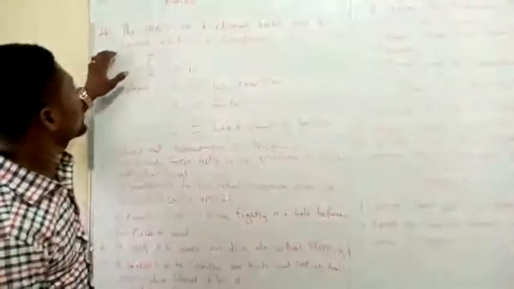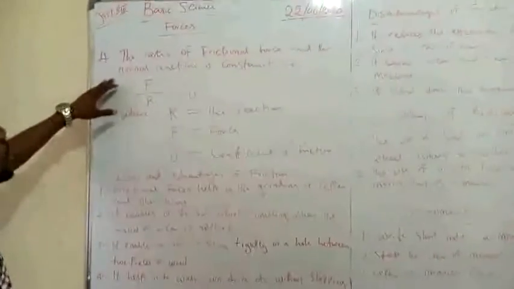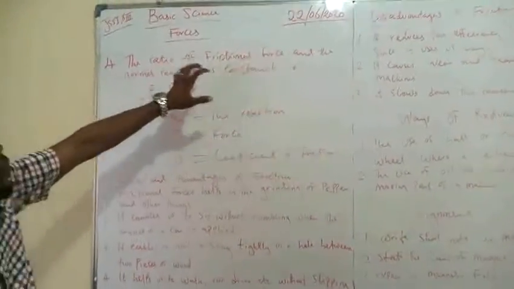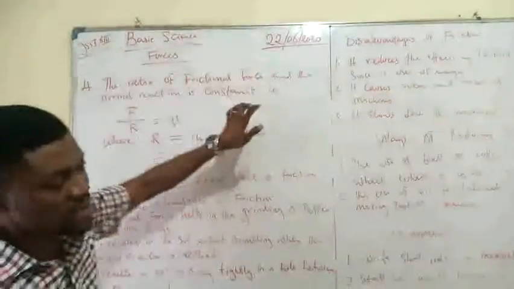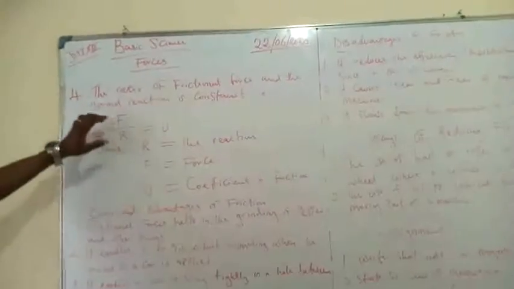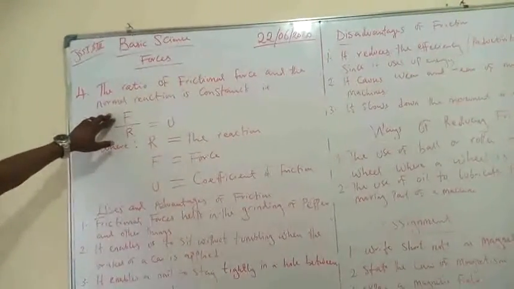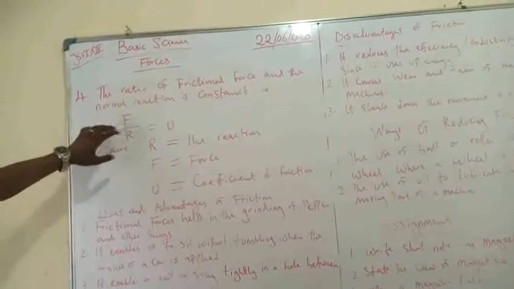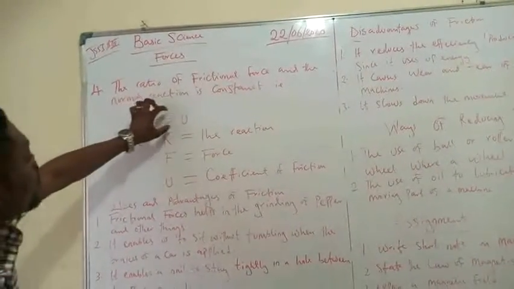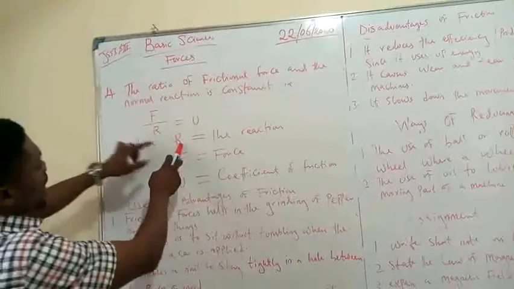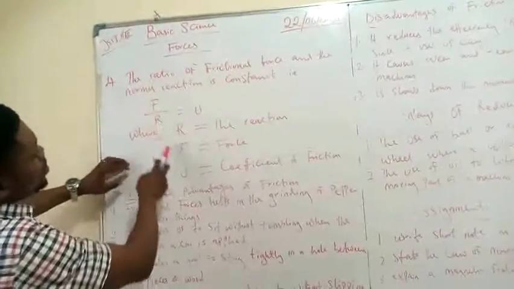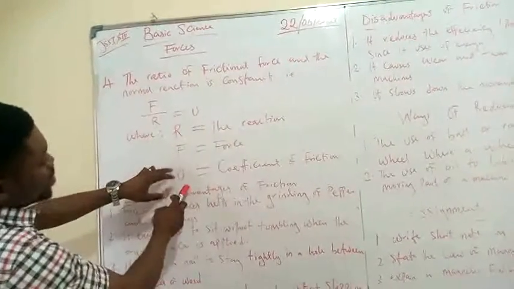So the fourth characteristic of friction is that the ratio of frictional force and the normal reaction is constant. That is, force over the reaction is equal to what? The coefficient of friction. See it here, where R stands for reaction, F stands for force, and μ stands for the coefficient of friction.